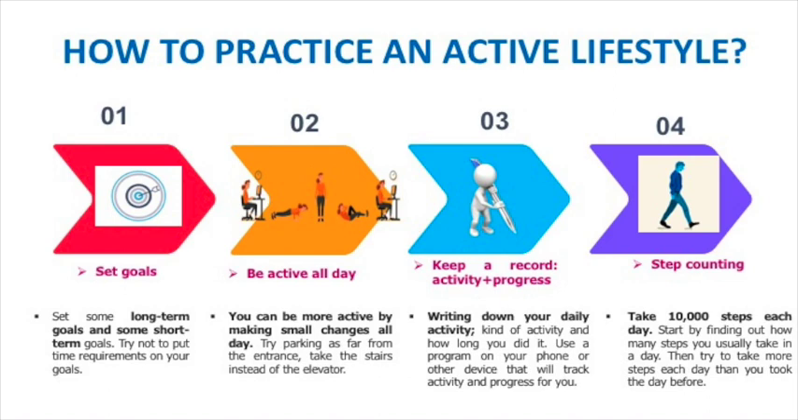Next, in order to practice an active lifestyle, you have to follow these 4 practices. First, you have to set your goals, especially long-term and short-term goals. If possible, start with smaller goals and add a little longer for each week. Try not to put time requirements on your goals. Second, try as much as you can to be active all day by making small changes. For instance, try parking as far from the entrance of buildings as possible, or take stairs instead of the elevator.